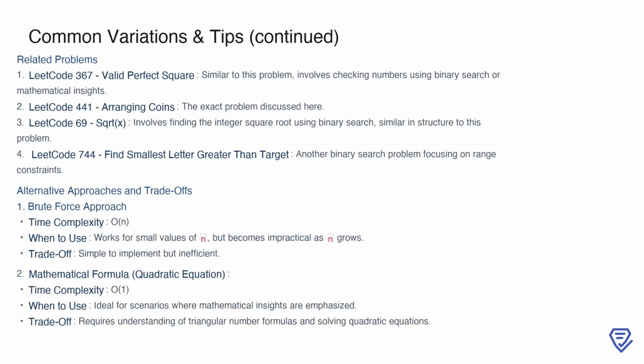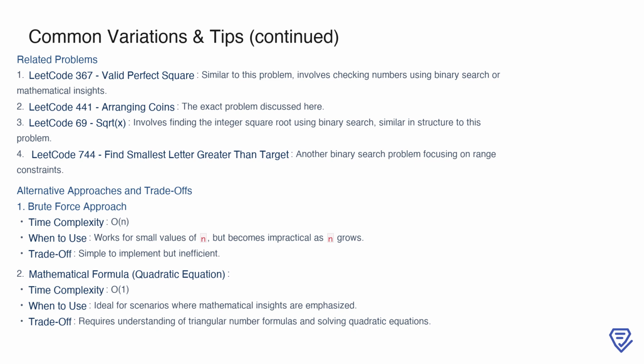The arranging coins problem shares similarities with a few related problems on LeetCode. For example, LeetCode 367, valid perfect square, also involves using binary search or mathematical reasoning to solve. Another closely related problem is LeetCode 69, sqrt(x), where the goal is to find the integer square root using a binary search approach. Additionally, LeetCode 744, find smallest letter greater than target, is another binary search problem, but this time the focus is on range constraints.